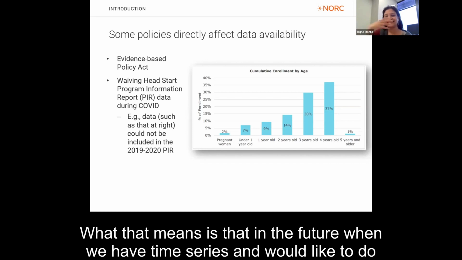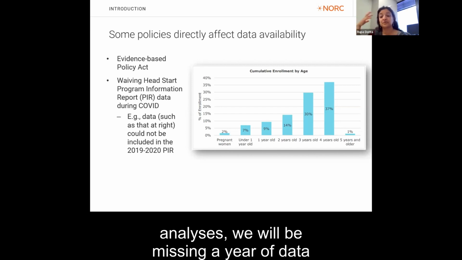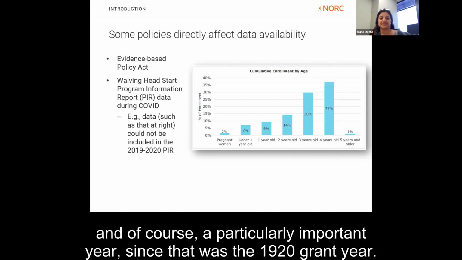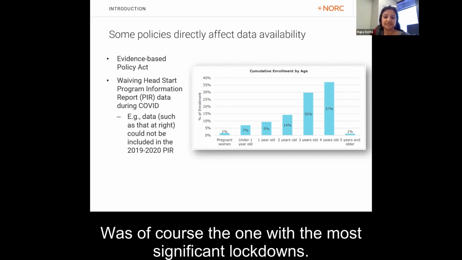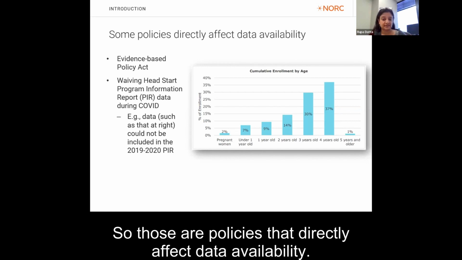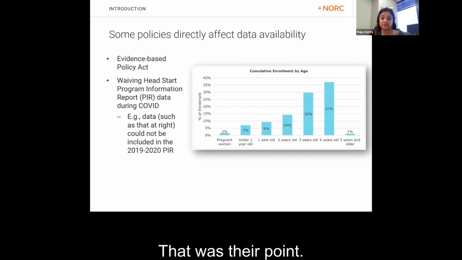What that means is that in the future, when we have time series and would like to do analyses, we will be missing a year of data, and of course, a particularly important year, since that was the 2020 grant year, the one with the most significant lockdowns. So those are policies that directly affect data availability. That was their point.